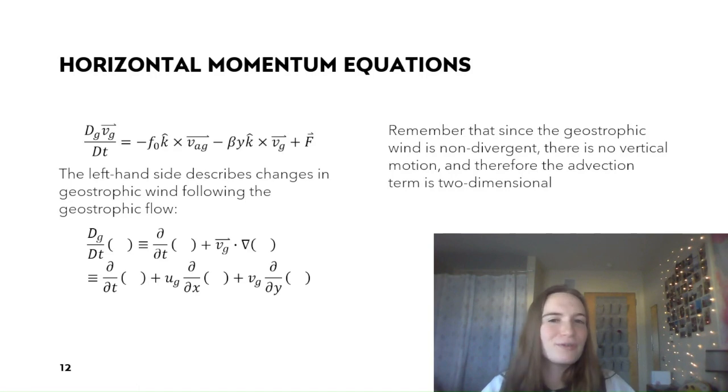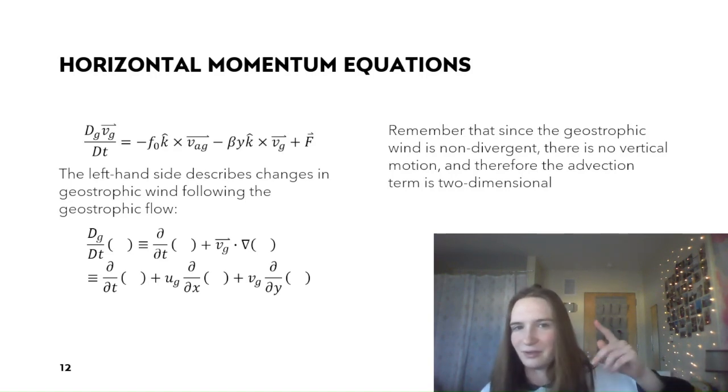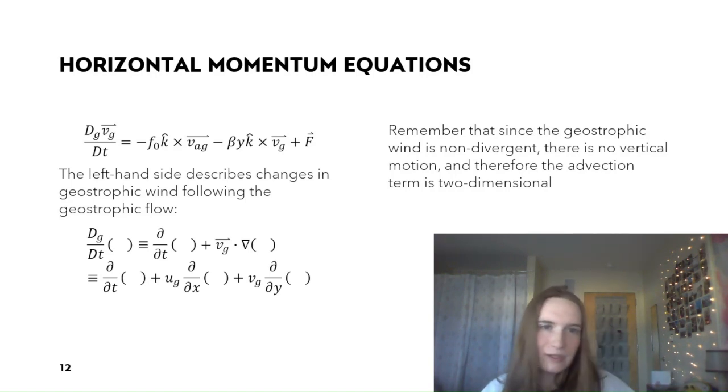Again, our geostrophic wind is non-divergent. There's no vertical motion, so the advection term is only two-dimensional. Sometimes you'll see that omega d/dp. The omega d/dp is not in there because that's a vertical derivative. We're not talking about vertical motion, so it's gone. Let's talk about the right-hand side.